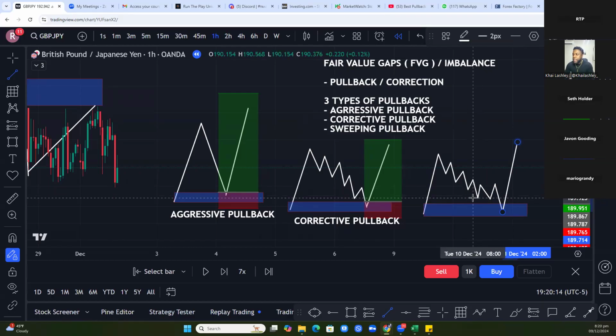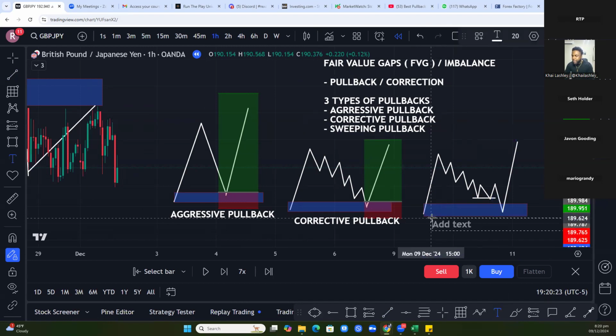Basically it's sweeping because you will see price come and create those double bottoms and so forth in the market, where the market is definitely attracted to grabbing that liquidity. That's where we get liquidity grabs and so forth.